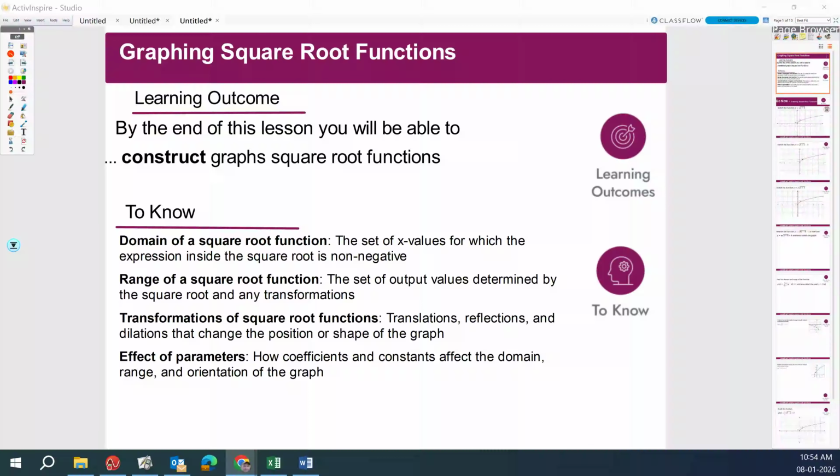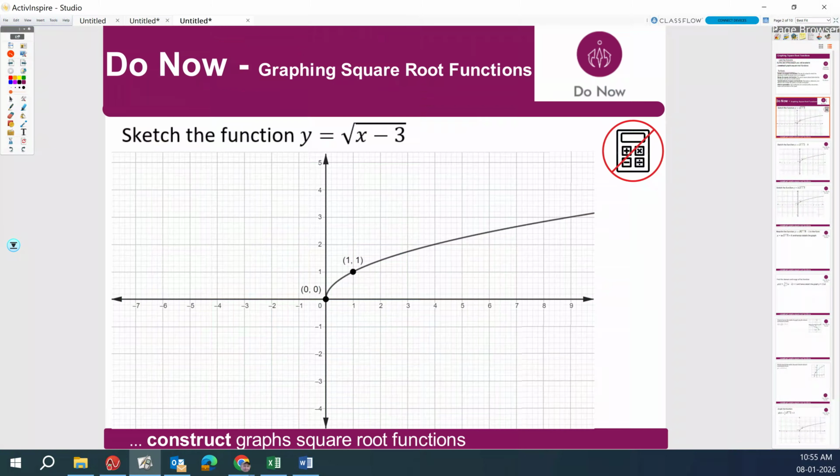Okay, so today we are looking at graphing square root functions. Our goal is to be able to construct a graph of a square root function. And here we can see the parent function for the square root function given here. So this is the parent function.